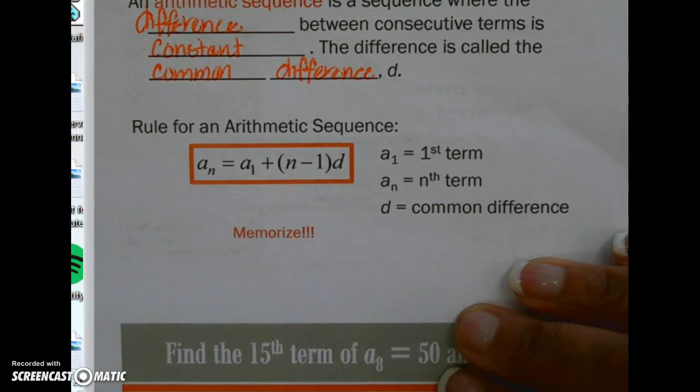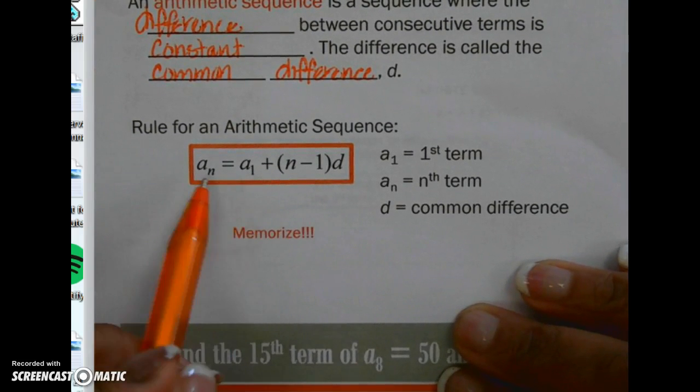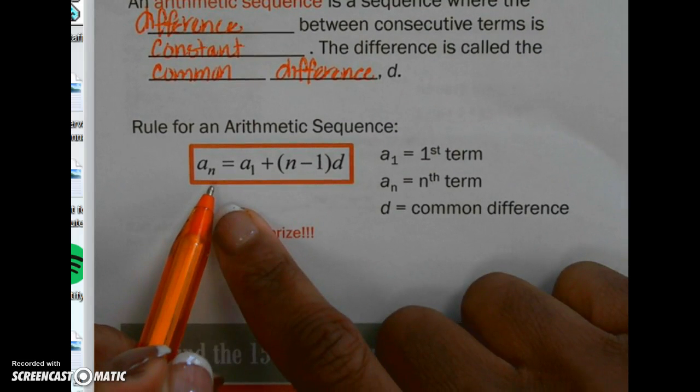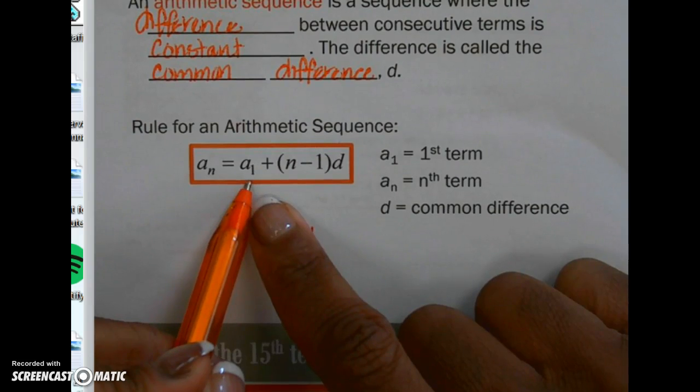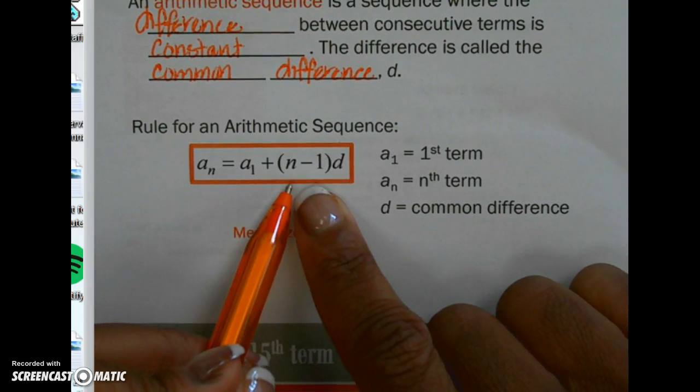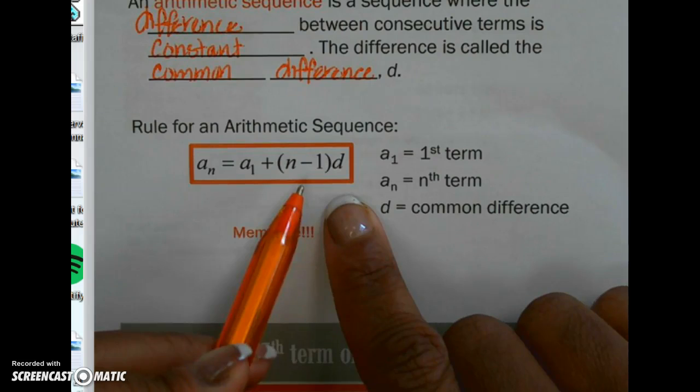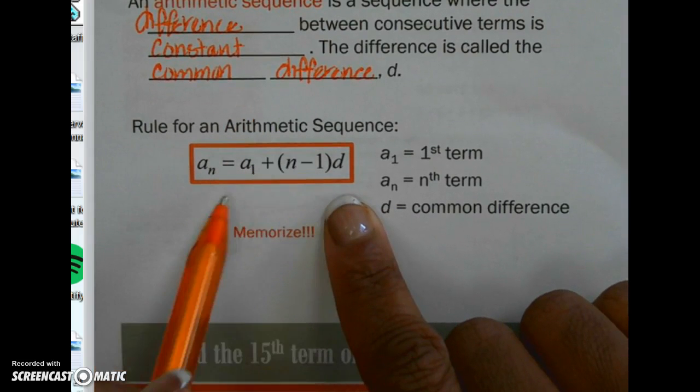Alright, so a rule that I'm going to have you memorize is this one right here. This is for your explicit formula. A sub n is equal to the first term, a sub 1, plus n minus 1 times d. And remember, d is your common difference. Memorize this. We're going to use it right now.